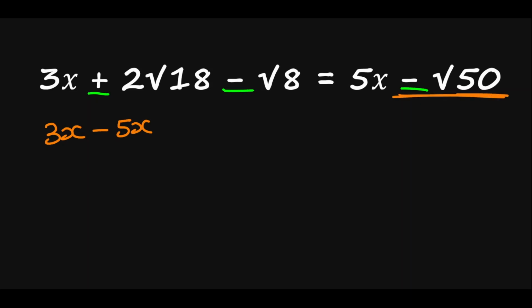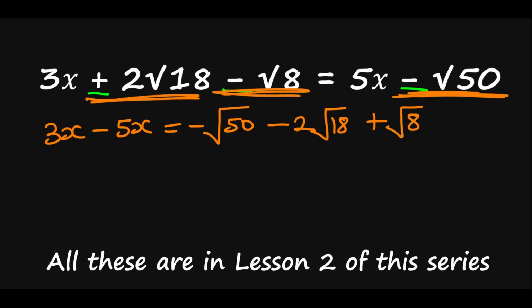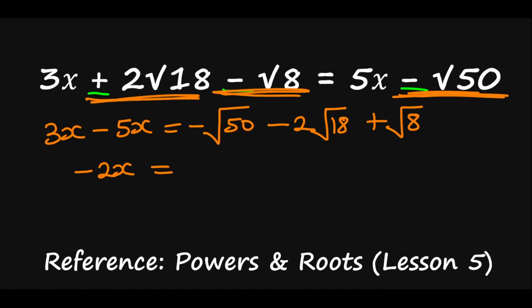So we are starting with the one that is already there, which is minus root 50. Then we move this one next, minus 2 root 18. Then we move this one next, plus root 8. You remember that the signs change when they cross the equal to. I don't need to start explaining all the things we've done in the previous lesson so that we don't waste time. So simplifying further, 3x minus 5x gives us minus 2x equal to. Now this is where we fall back to what we learnt in lesson 5 on powers, when we talked about prime factorization.